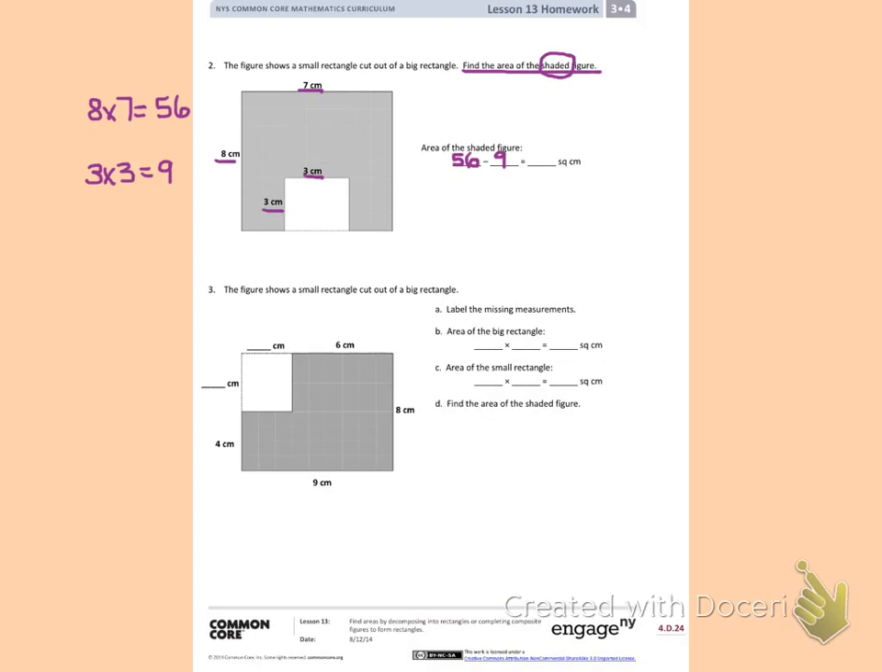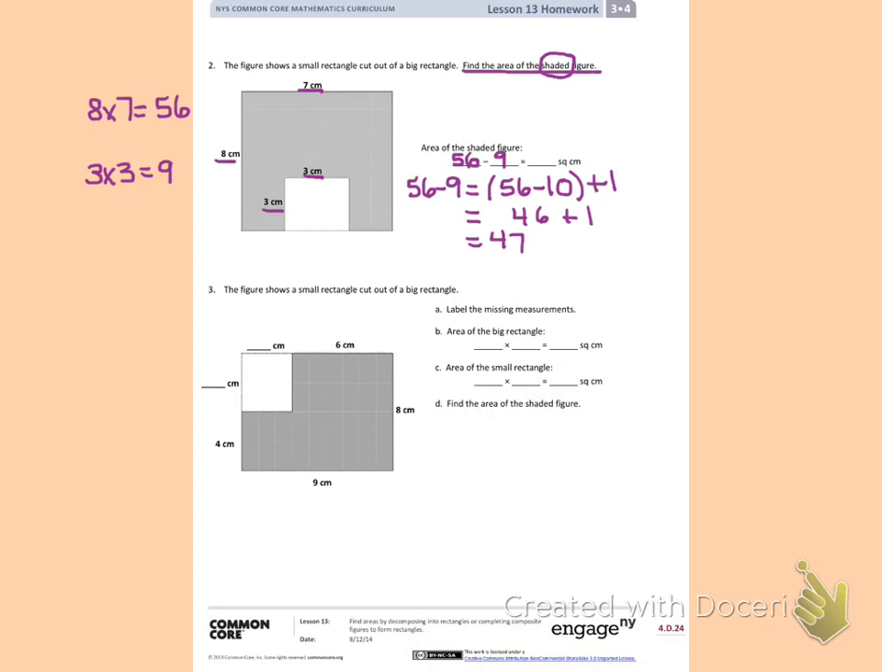There are a couple of ways to solve 56 minus 9. One way you can do it is by thinking of 56 minus 9 as the same as 56 minus 10 plus 1, because it's easier to subtract 10 than it is 9. And we have to add that one extra one back in that we subtracted later. So 56 minus 10 is 46, plus that extra one that we subtracted makes 47.